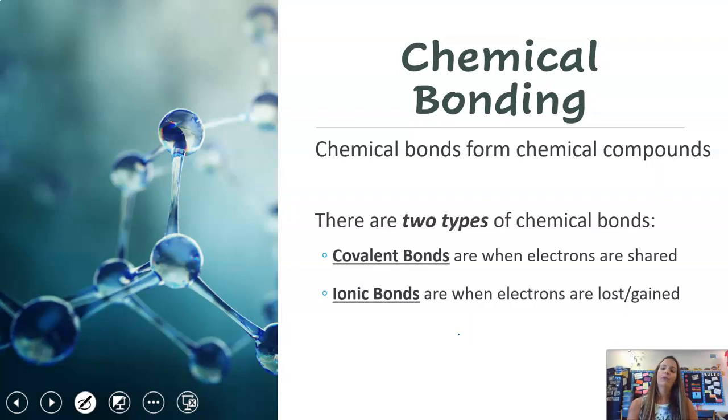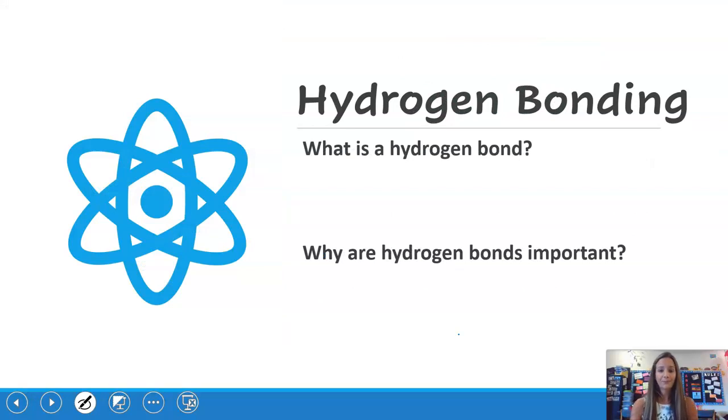So chemical bonding, we've talked a little bit about the reactions. Let's talk about when they bond to form chemical compounds. So there's 2 types of chemical bonds that you need to know. There's covalent bonds, which is when they're sharing. Think the prefix co, like cooperate, you share, right? Whereas ionic bonds are when electrons are either lost or gained, depending on which one you are in the bonding.